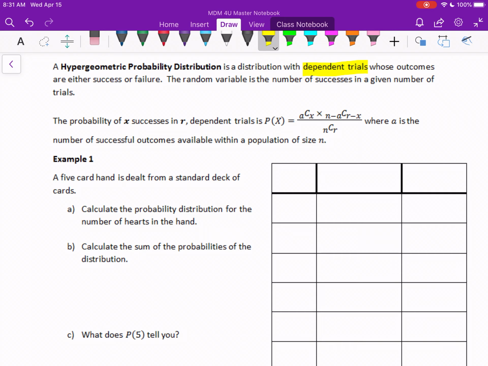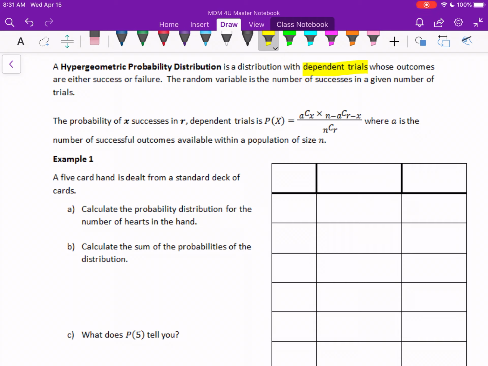independent trials. So what you always want to be doing, if you don't know whether something is hypergeometric or binomial, is ask yourself, am I dealing with independent trials? Things such as flipping a coin, rolling a die, where each trial is not influenced by the one that went before it, or dependent trials.